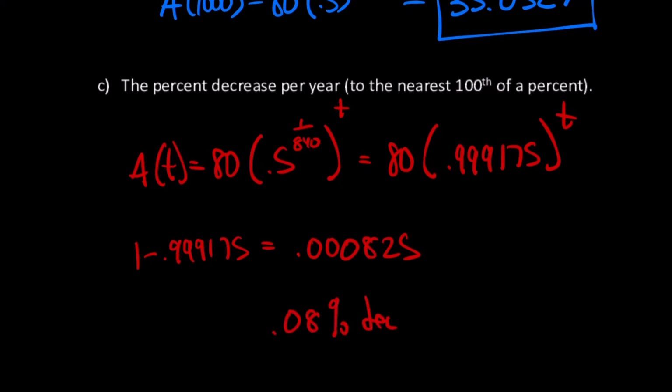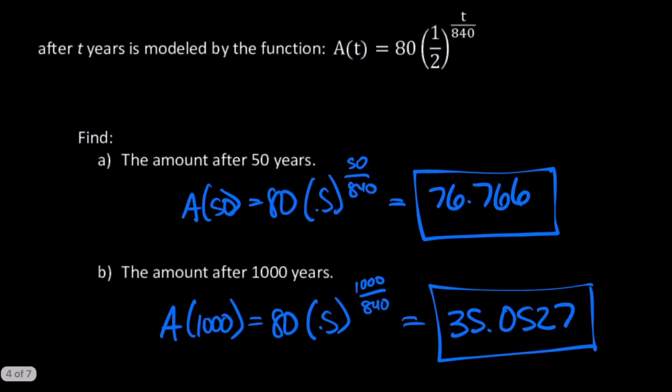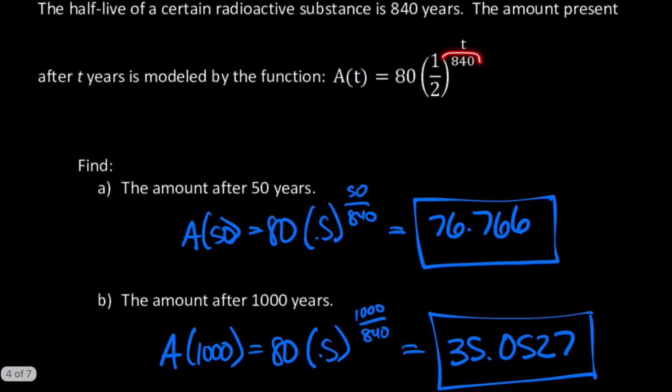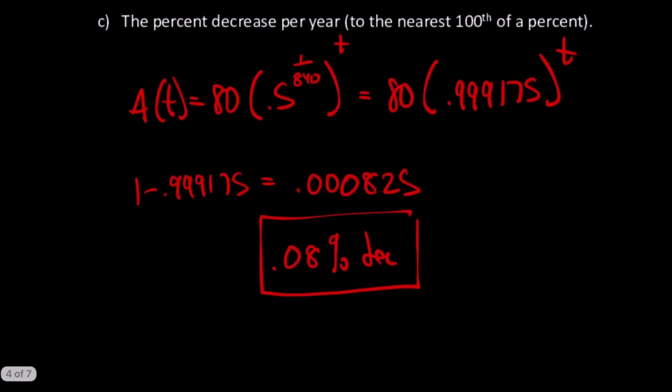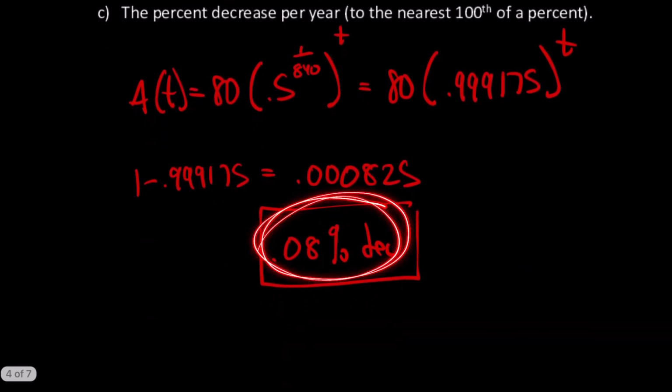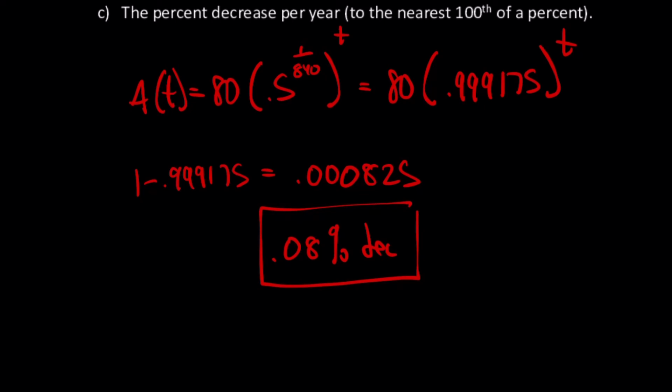0.08% decrease. Which hopefully makes sense. What is the percent decrease per year? It shouldn't be that much because the half-life is 840 years. So in 840 years, I'll have half of this. It'll decrease 50%. So that kind of makes sense. It's not decaying really that much per year.